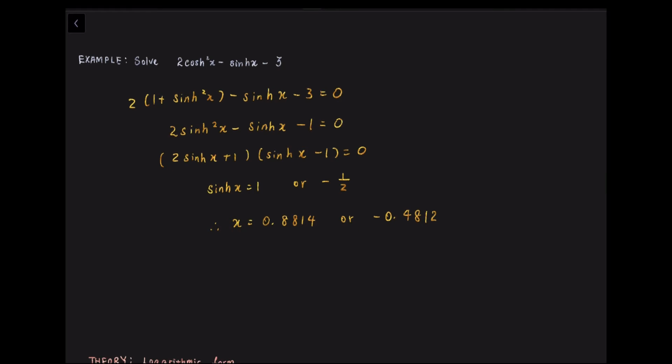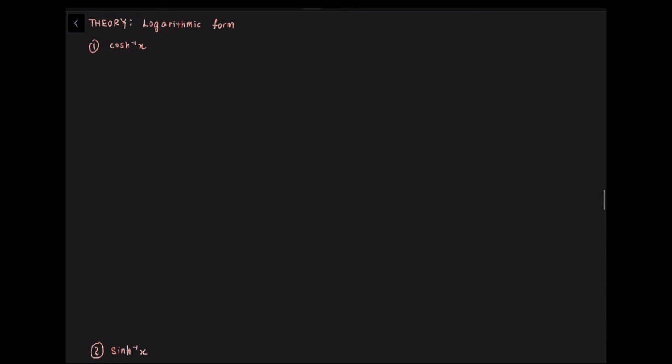The inverse hyperbolic functions, inverse cosh x, inverse sinh x, and inverse tanh x, can all be expressed as logarithmic functions. To express inverse cosh x as a logarithmic function, let inverse cosh x equal y. We then have x equals cosh y. And then we convert the cosh y into 1 over 2 e to the y plus e to the minus y.